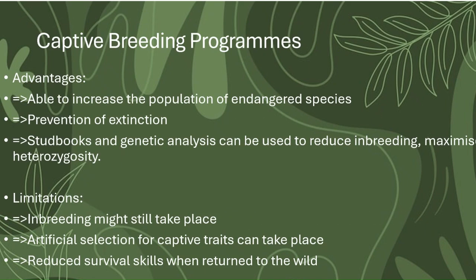Captive breeding programs. So the advantages are that they are able to increase the population of endangered species. It also encourages the prevention of extinction, and stud books and genetic analysis can be used to reduce inbreeding and maximize heterozygosity. However, there are limitations as inbreeding might still take place, and artificial selection for captive traits can take place, and reduced survival skills were observed when returned to the wild.